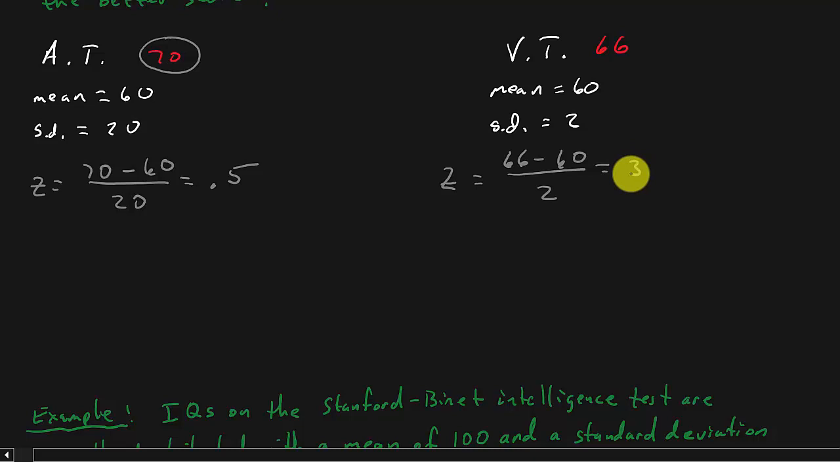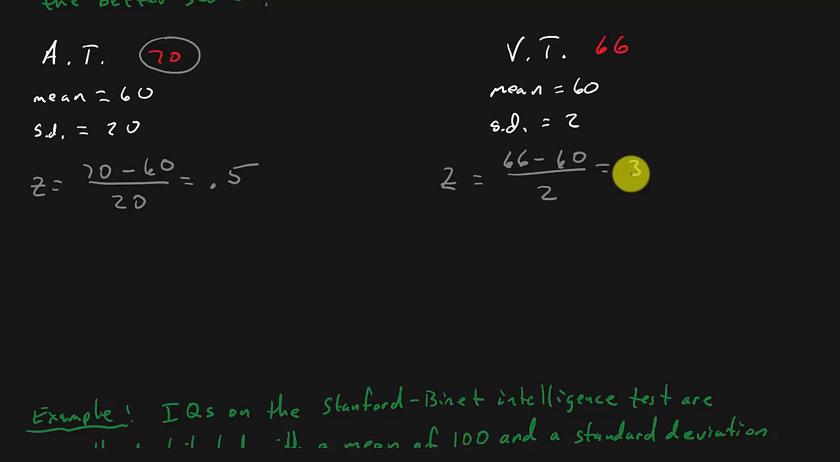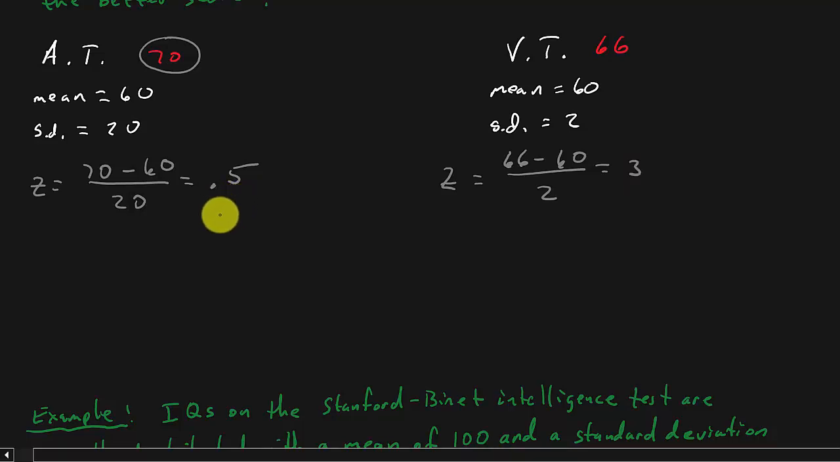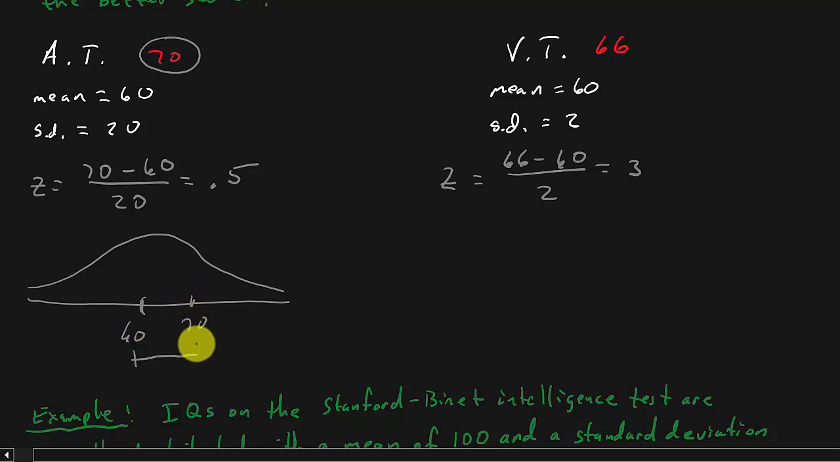All right, so how did they do? The arithmetic score was a 70, and that is half a standard deviation above the mean. See? The mean is 60, and he made a 70, but this is half a standard deviation. Okay?